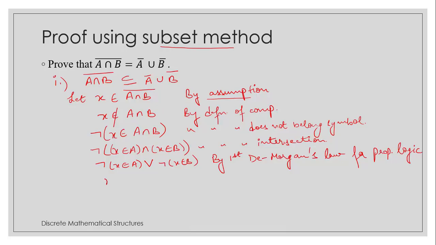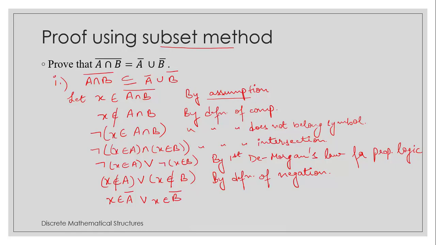This can be further written as X does not belong to A or X does not belong to B. This is by definition of negation. This can be written as X belongs to A complement or X belongs to B complement by definition of complement. This can be written as X belongs to A bar union B bar by definition of union.